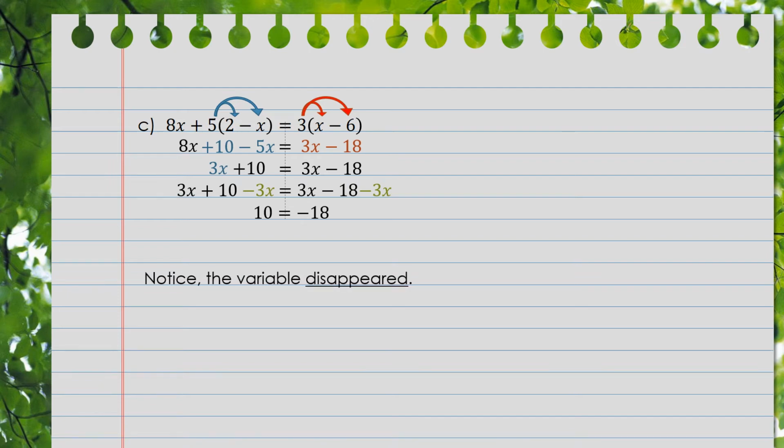Now, notice the variable disappeared and we're left with 10 equals -18. Is this true or false? Well, because it's false, 10 is not the same thing as -18. What that tells us is this has no solution. Meaning no matter how creative you get with numbers, no number will ever work in this particular example.